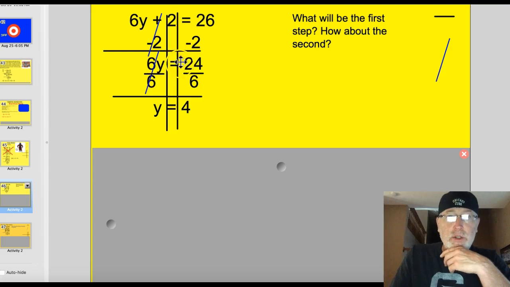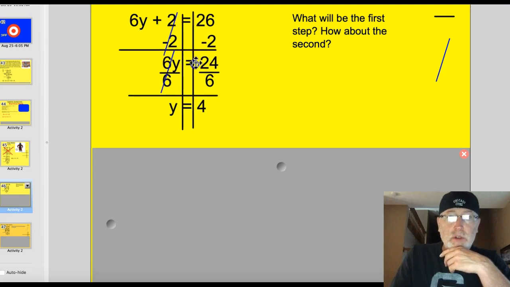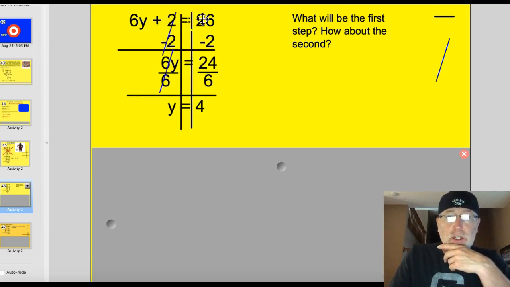So I subtracted 2. Oops, my thing slid over. Sorry about that. I subtracted 2 and subtracted 2. Now we're just left with 6y equals 24. Now we have to divide this side by 6 and this side by 6. Again, 6 divided by 6 is just 1y, or just plain y. 24 divided by 6 is 4.